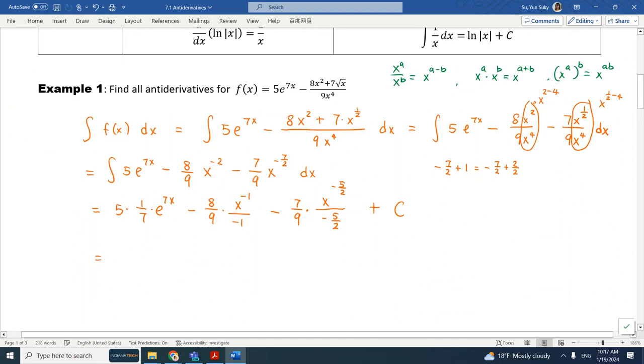So this is 5/7 e to the 7x. And then you see minus, they cancel, it becomes plus 8/9 x to the -1. By the way, I prefer x to the -1, so you don't have to put the x downstairs.